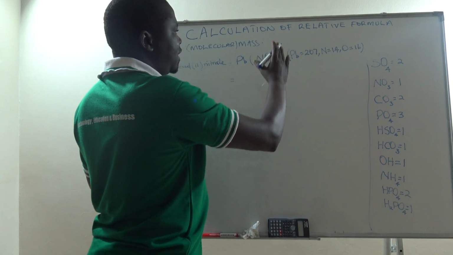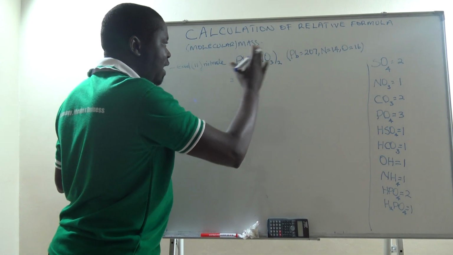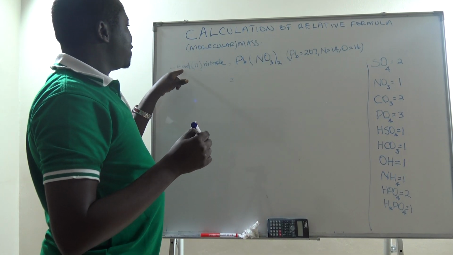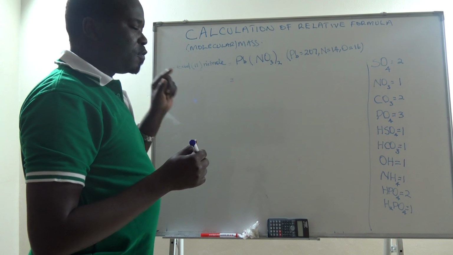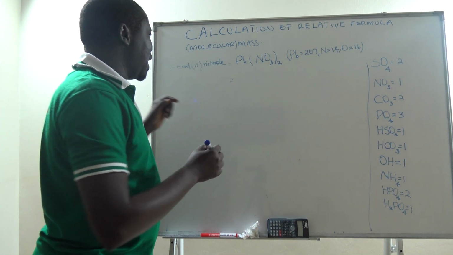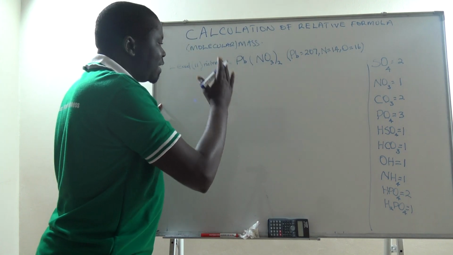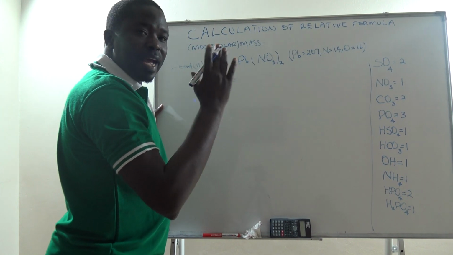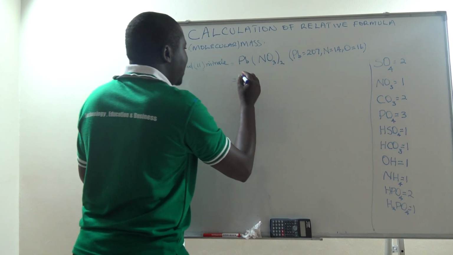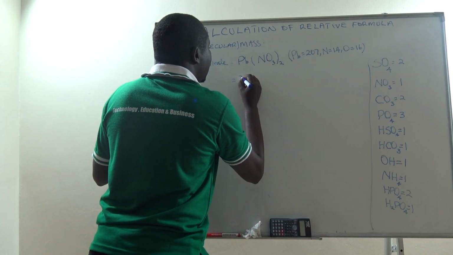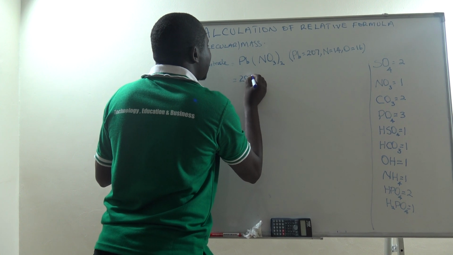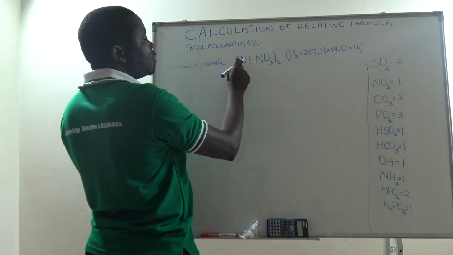So let us add these relative atomic masses of the elements together to give us the relative formula mass of lead nitrate, not forgetting the number of atoms of each element. So we are starting with the lead. Remember, you need to go systematically, term by term, element by element. The relative atomic mass is 207 and there is only 1 atom of lead.